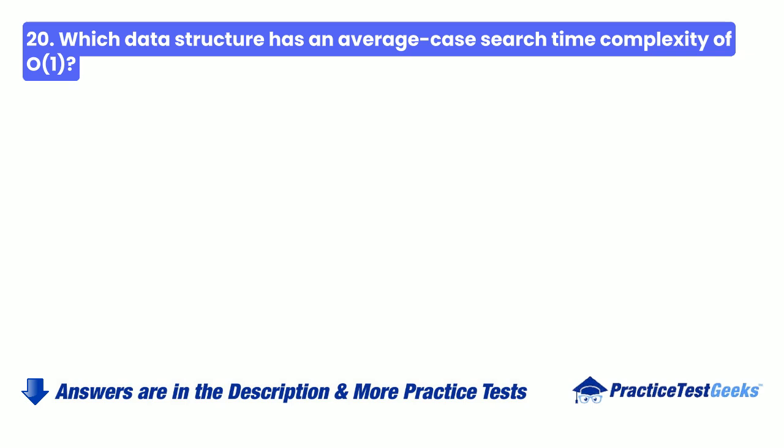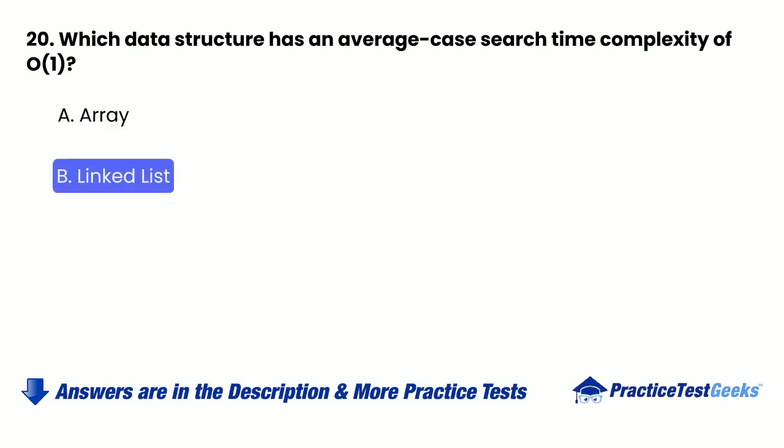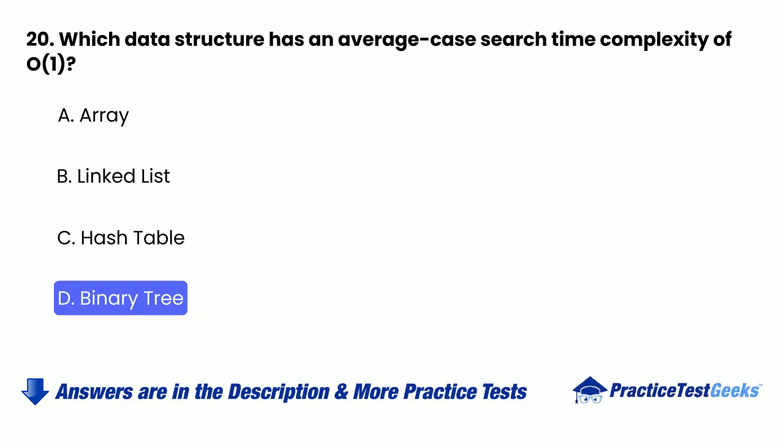Which data structure has an average case search time complexity of O of 1? A. Array. B. Linked list. C. Hash table. D. Binary tree.